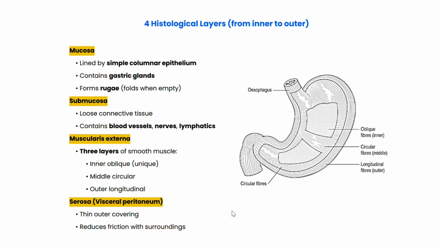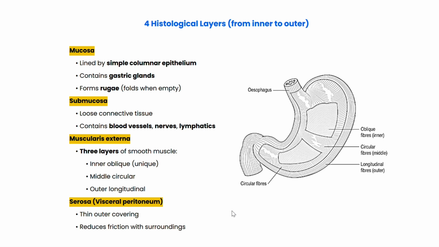Submucosa. This layer lies just beneath the mucosa. It's made of loose connective tissues and carries blood vessels, nerves, and lymphatics that support the mucosa. Muscularis externa. Unlike most parts of the GI tract, the stomach has three layers of smooth muscles: an inner oblique muscle, a middle circular, and an outer longitudinal layer. These layers help in powerful churning and mixing of food.